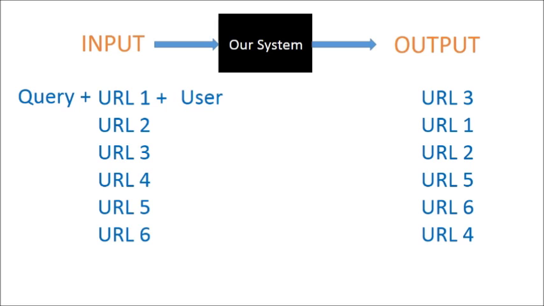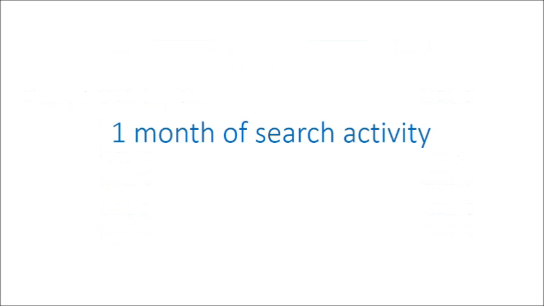Formalizing the goal of our project, given a search query of a particular user and the initial list of results, we aim to re-rank those results depending on what the user had clicked on previously, which can be obtained from his search history. For this project, we have used the Querylog dataset provided by Yandex for the Kaggle Personalized Web Search Challenge. The data represents 1 month of search activity.